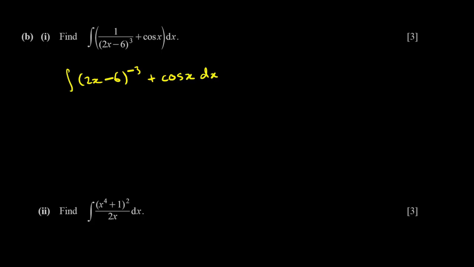Now, if I integrate that, then to integrate the bracket, I increase this power by 1. That becomes negative 2. I divide by that new power, negative 2. Then I've got to take the coefficient of x in here, which is 2, and divide by that as well. So let me just reiterate. 2x minus 6, increase the power by 1 to negative 2. I divide by that new power, which is negative 2. And I take the coefficient of x, which is 2, and I divide by that. And that's integrated that term.